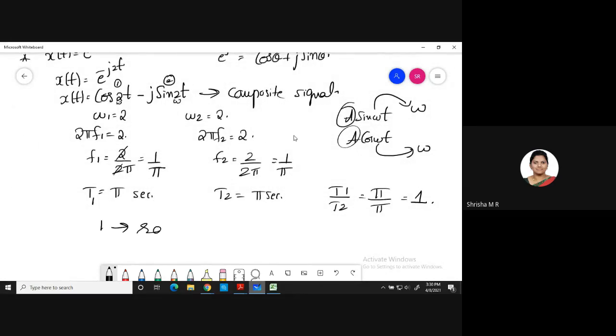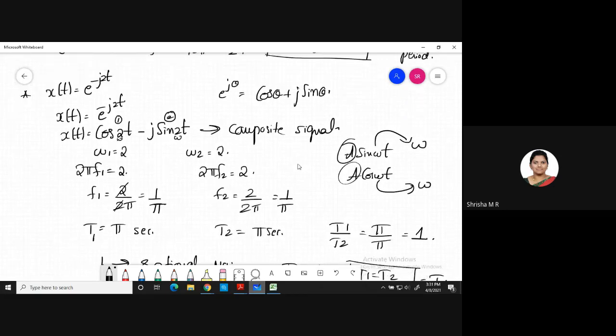1 is a rational number. So what is the fundamental period for this? 1, ma'am. So T1 by T2 is equal to 1, so T1 is equal to T2 is equal to T. Okay, it is 1. Clear? Understood?